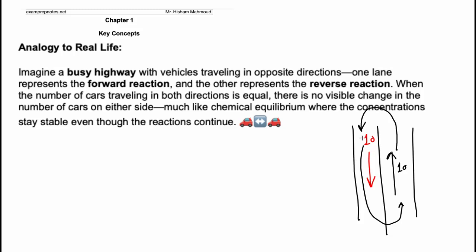It's not necessary to be equal. So you might have 20 cars here and 10 cars here. Again, if one of the cars moves from here to here, this becomes 9 and this becomes 21. But then again, one of the cars moves from here to here, so this one becomes 10 again, and this becomes 20 again. So the number stays constant at 10 and 20. No change in the concentration. It's a constant concentration, not equal, but constant concentration in both directions.